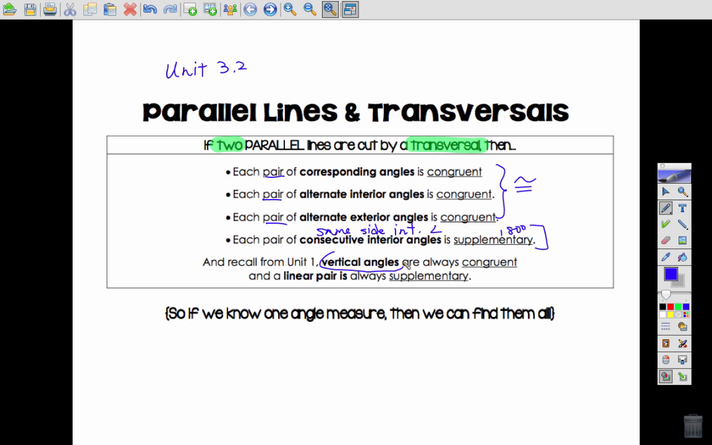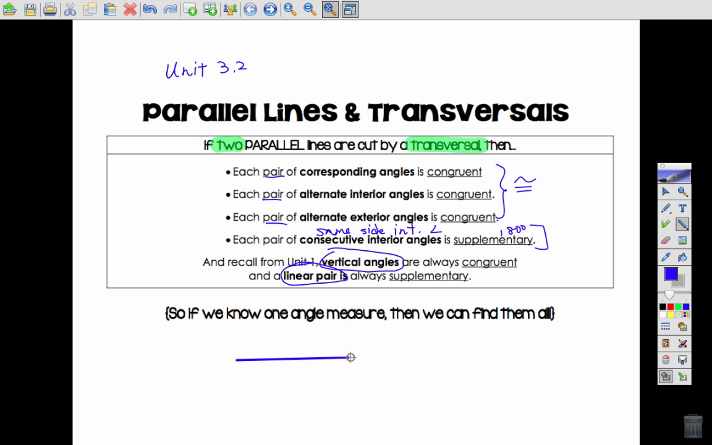Also, recall vertical angles are congruent by the vertical angle theorem, and by the definition of a linear pair, they are always supplementary and they are adjacent. So, what does this all mean?